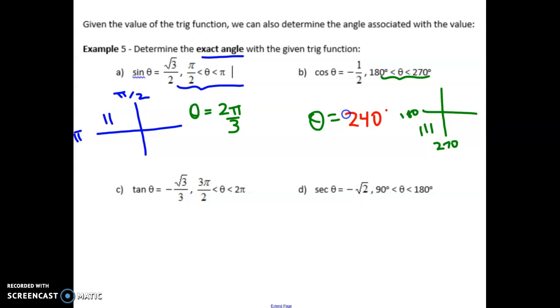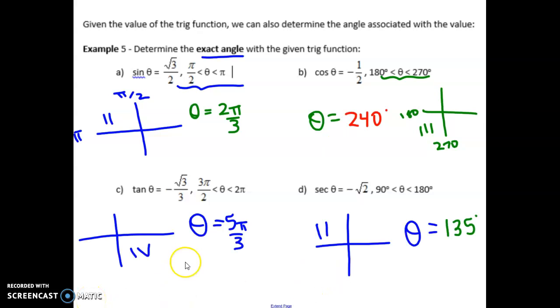Let's try then C. Here's C. So let's look then and just compare your answers for part C and part D. Again, just looking at the quadrant and determining the angle for each one.